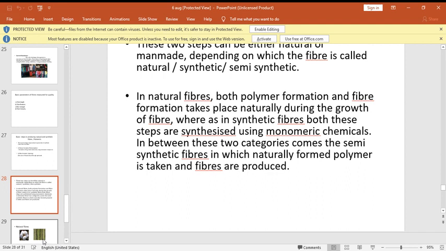These two steps can be natural or man-made, depending on which the fiber is called natural, synthetic or semi-synthetic. In natural fibers, both polymer formation and fiber formation take place naturally during the growth of the fiber. Whereas in synthetic fibers, both these steps are synthesized using monomeric chemicals. In between these two categories come the semi-synthetic fibers, in which a naturally formed polymer is taken and the fibers are produced.